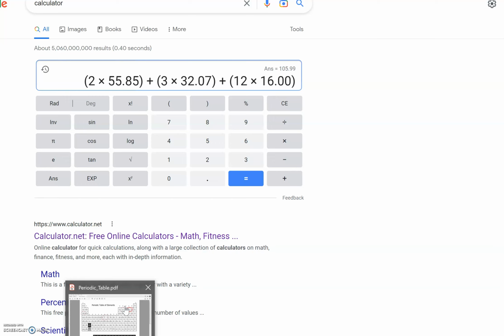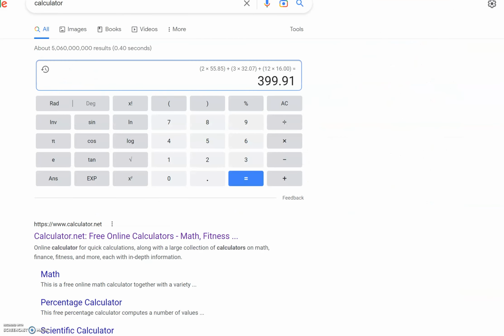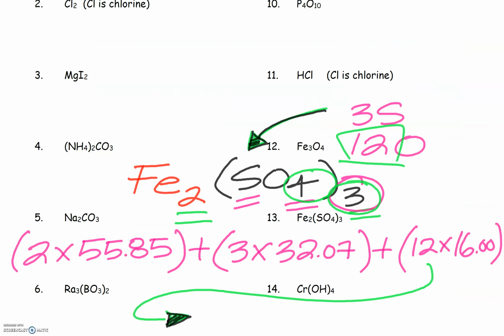Remember, if you're using the same periodic table, you'll get the exact same answer, 399.91. So let's go plug that in, 399.91. So that's going to be 399.91 grams per mole. And we'll talk about this more later, but this just means that if we have a mole of this chemical, it weighs 399.91 grams. Or if we weigh out 399.91 grams, we have a mole.